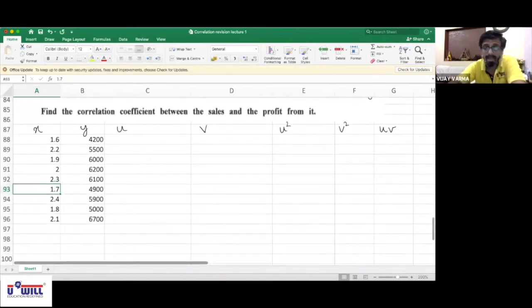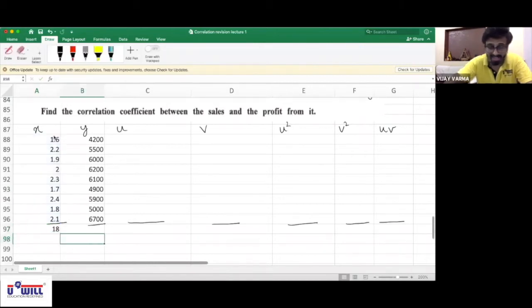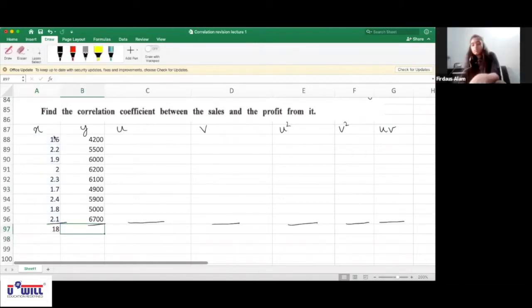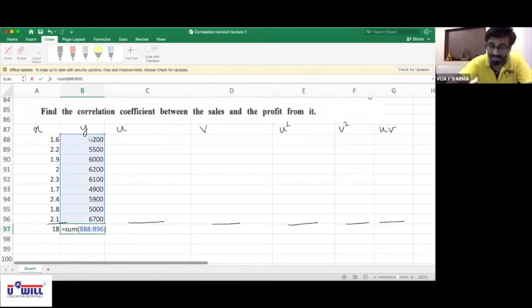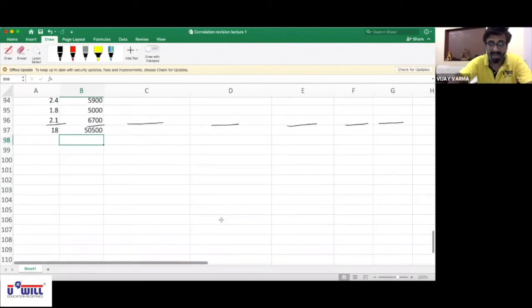Okay, all of you must have written the values of x and y. All of you do the totals of x and y and find out x bar and y bar. I am giving you 1 minute. Total of x is 18, and total of y is 50,500. Now we find x bar and y bar.